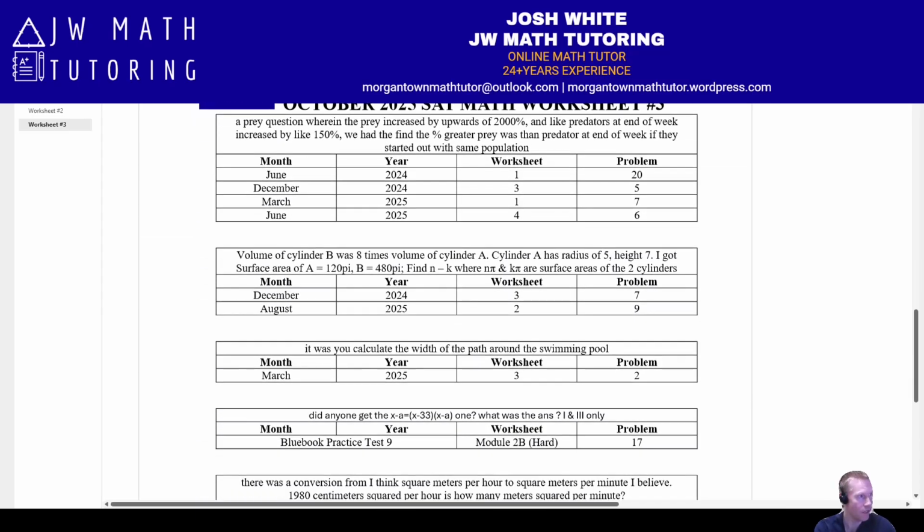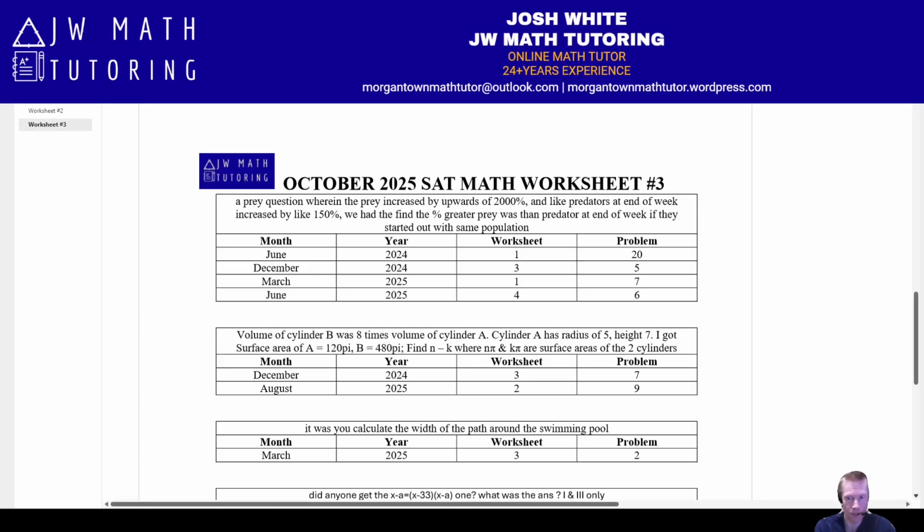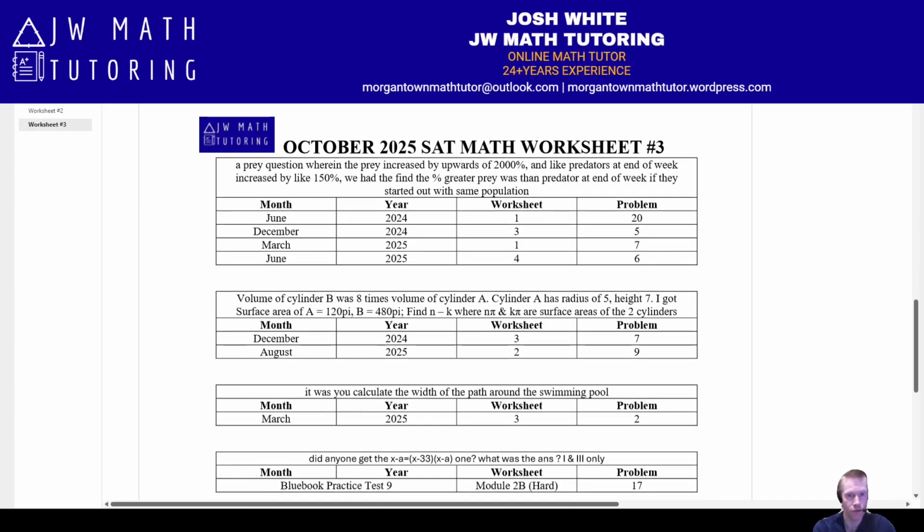Moving to the next page. The predator and prey question came back again. So this one is the question where the predator and prey are both the same at the start of a week, and then the prey increases by some percent, the predator increases by a different percent, and then it says, find the percent greater than 1 or less than 1 that the other one is at the end of the week. Okay, that's the basic setup.